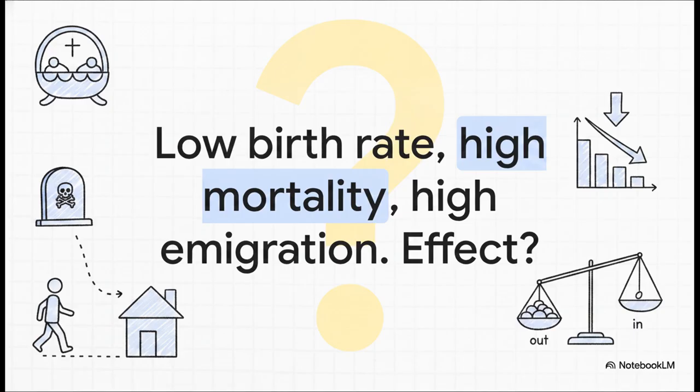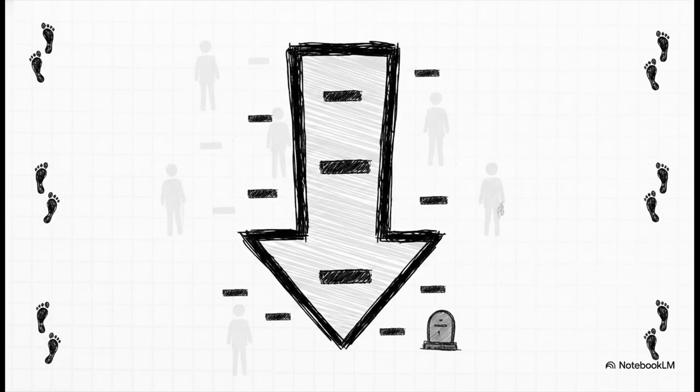Think back to our bank account rule. And here is the solution. A low birth rate means hardly any babies. High mortality means a lot of organisms are dying. And high emigration means huge numbers are packing up and leaving. When you stack all those subtractions together, you get a massive population decrease. So the correct answer is B. Awesome job if you walked through that logic and nailed it.